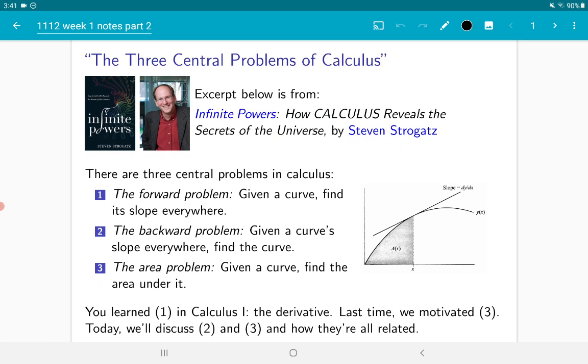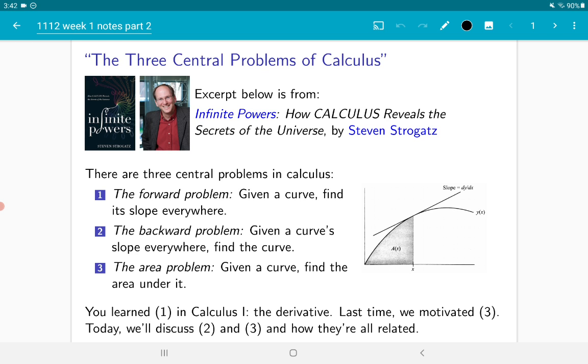Now, I have to state that the image you see, or the few images you see on the screen here, and the main ideas of how these problems are outlined in the three problems that you see listed here, these ideas come from Stephen Strogatz and his book Infinite Powers, How Calculus Reveals the Secrets of the Universe.